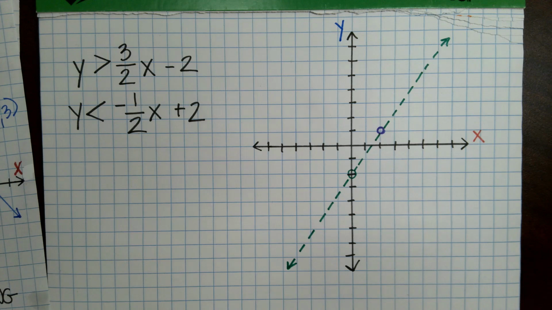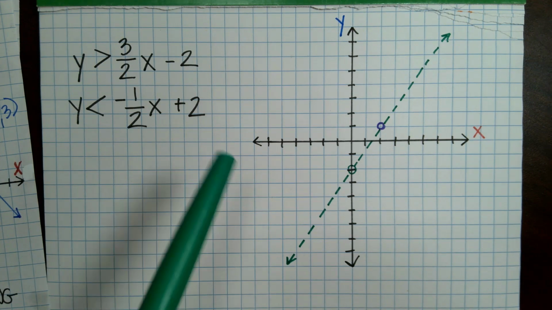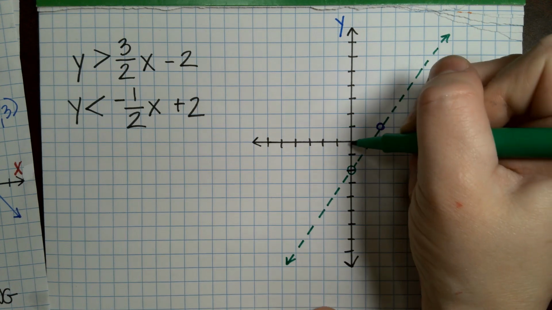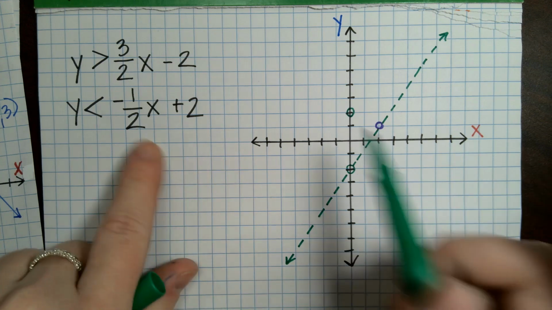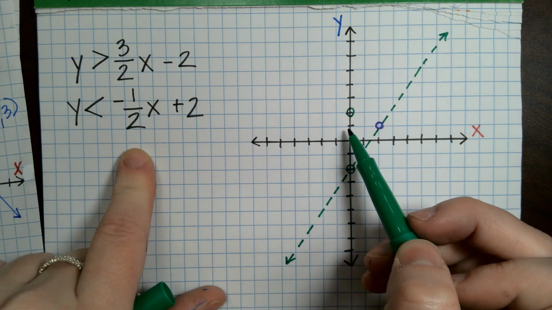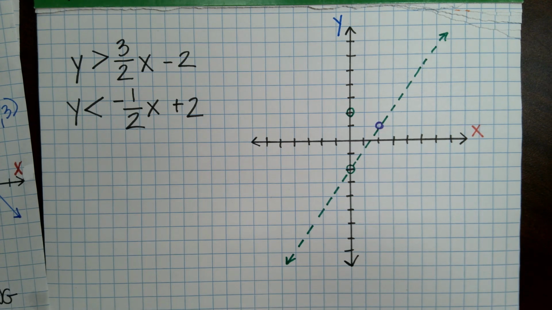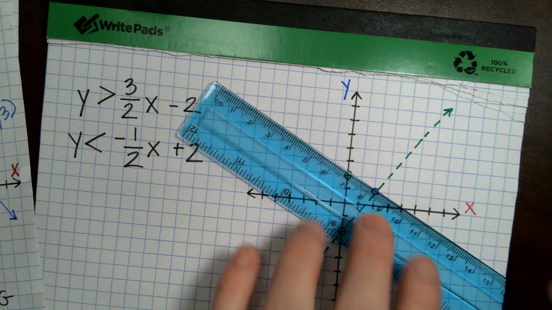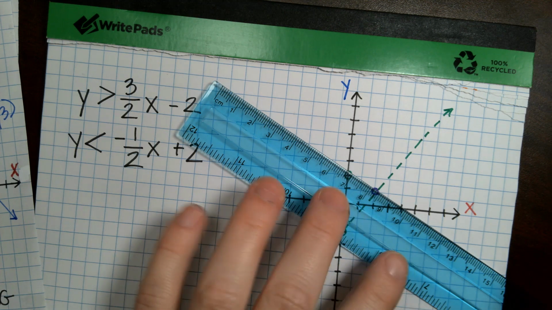Okay, let's do our second line real quick. What's our y-intercept? Plus 2, so I'm going to go up 2 on the y-axis, and where's my second point going to be? Yep, we're going to go down 1 over 2, so we've already got it. Okay, so let's connect the dots. Is it going to be a dotted line or a solid? Dotted. Good.